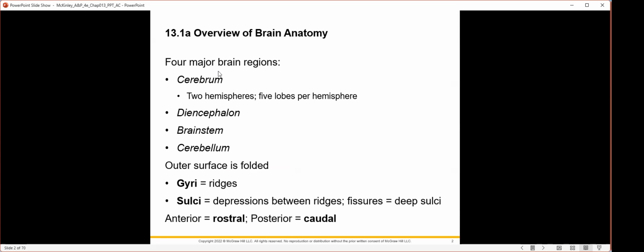For the outer surface of cerebrum specifically, we have a number of gyrations or ridges, which we will call gyri. An individual one is called a gyrus. And we have a number of depressions in between these gyri, which we call sulci. So these are the depressions between the ridges. We're also going to see some fissures on the brain. We have a fissure that actually separates the two hemispheres, left and right. And a fissure is a much deeper sulcus.